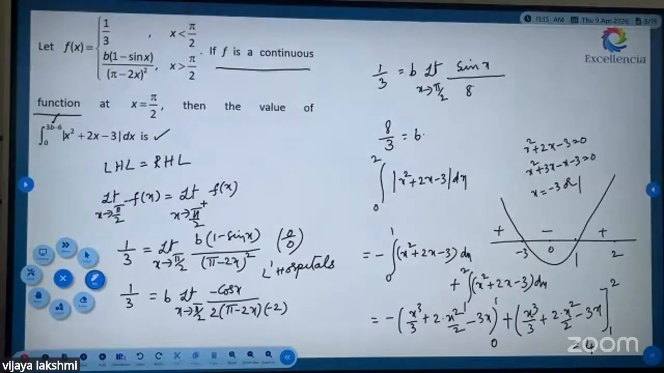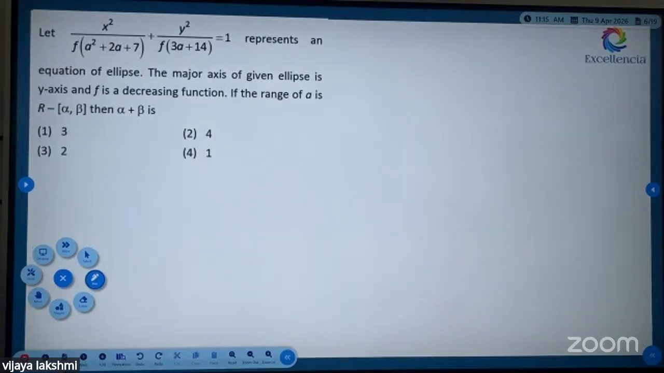To continue, as given from definite integrals, the modulus function concepts are about this, but it's easy to teach. The next one is also like that, where ellipse as well as decreasing function, calculus, they both are there.